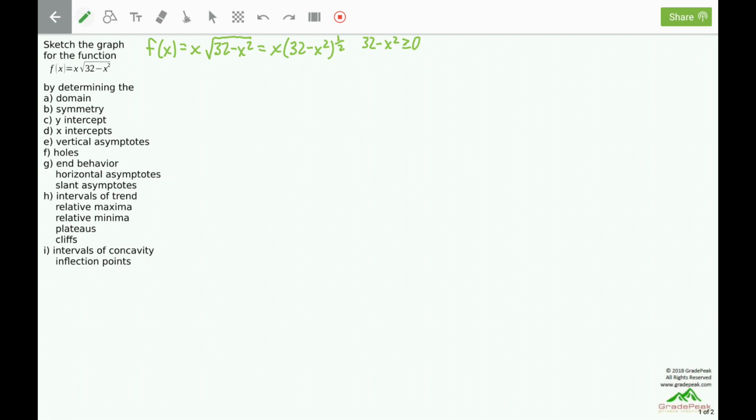We can solve for x by subtracting 32 from both sides, so negative x squared is greater than or equal to negative 32. Divide both sides by a negative 1. This will flip the inequality. We can then take the square root of both sides. The square root of x squared is the absolute value of x. The square root of 32 can be reduced because 32 is 16 times 2, and the 16 can come out of the square root as a 4.